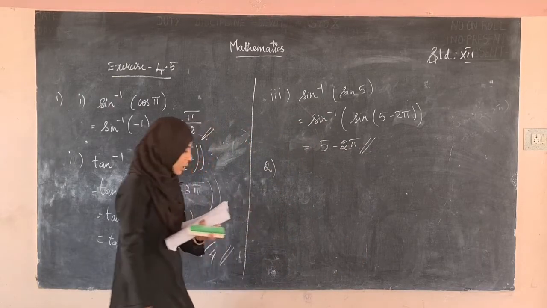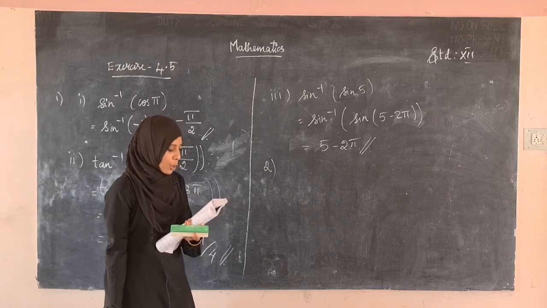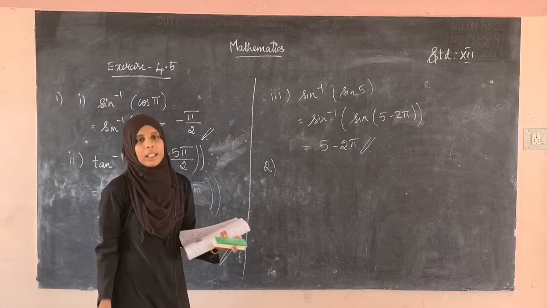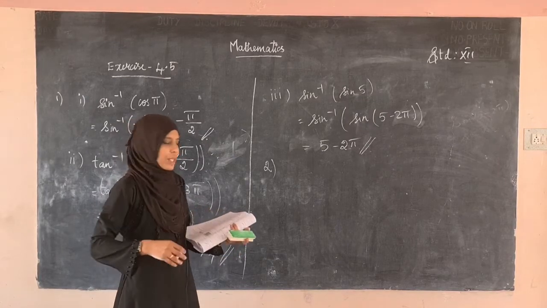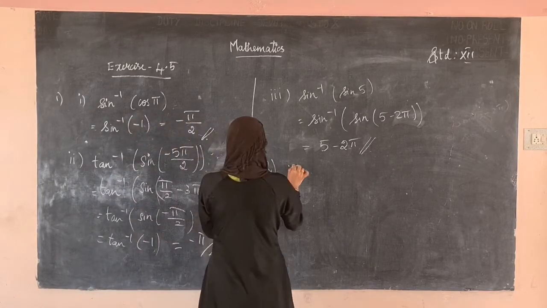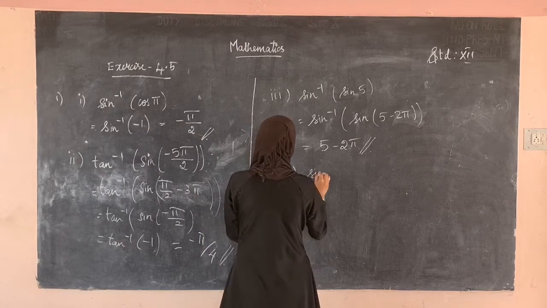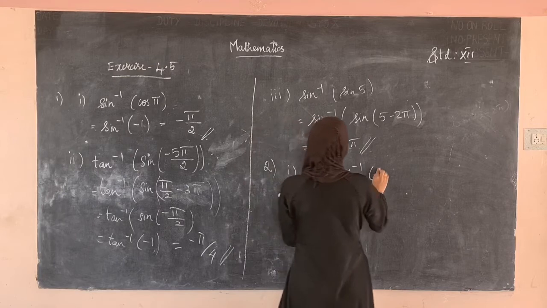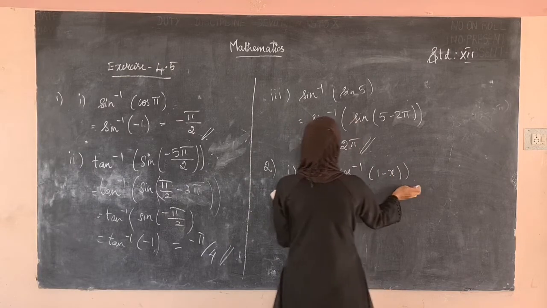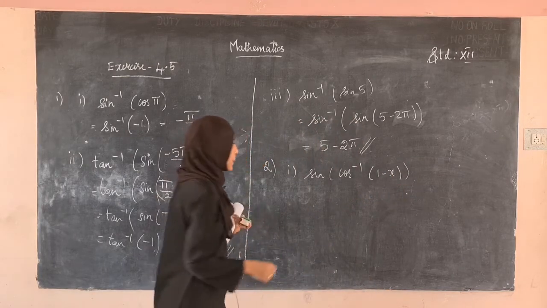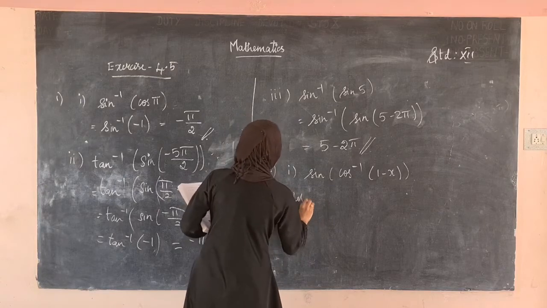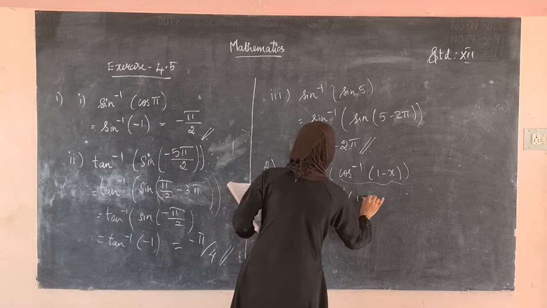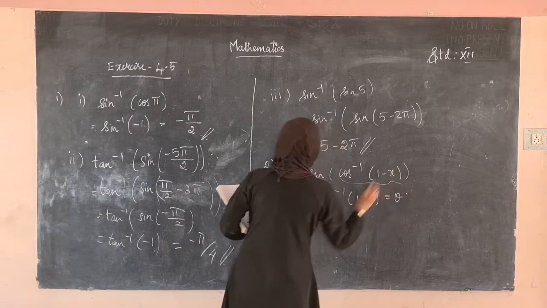What's the second sum? Find the value of the expression in terms of x with the help of a reference triangle. We have to find the value of the expression that has been given here. See the first subdivision, sine of cos inverse of 1 minus x. We have to find the value of this whole expression. Now let us take this as theta. That is, cos inverse of 1 minus x is equal to theta. Then what becomes?